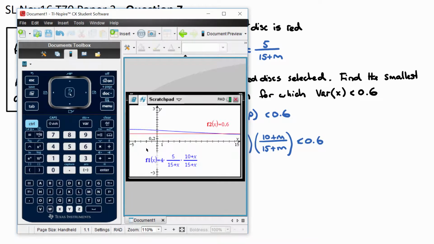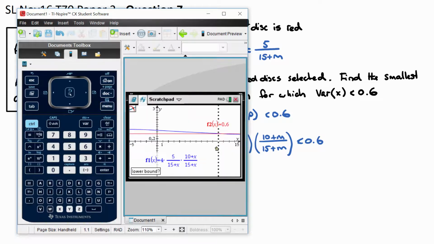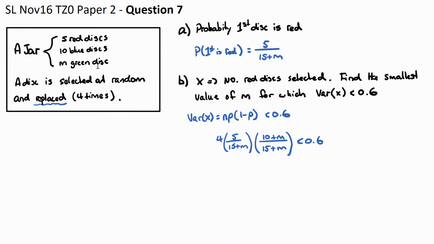So it's going to intersect here. We can find that point. Menu, analyze graph, intersection. And it intersects at 12.2. So m needs to be 12.2 for it to equal 0.6. So m is actually the number of green discs. So it can't be 12.2, it'll need to be the next value up, which will be 13.